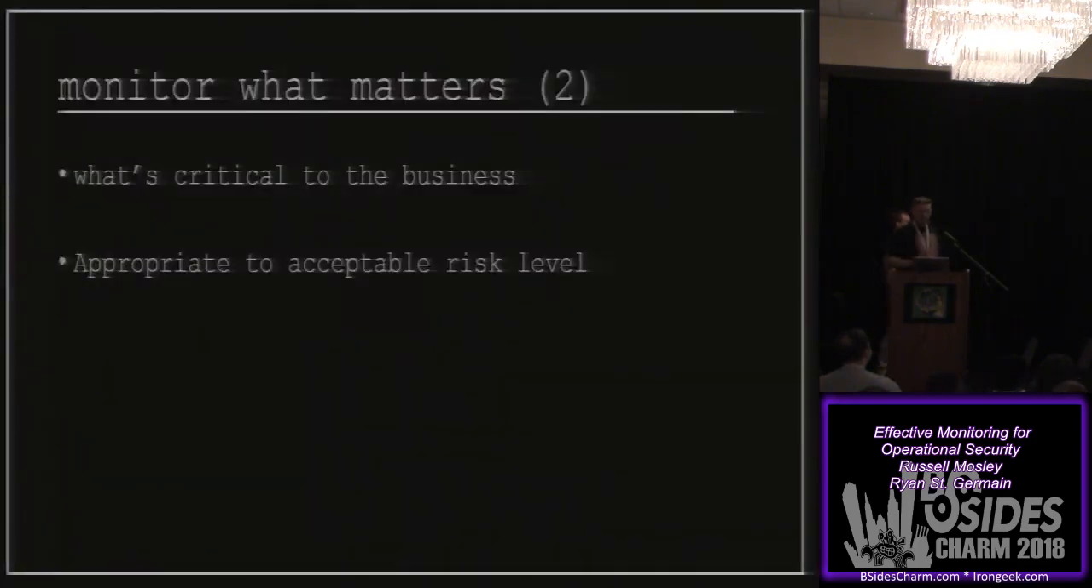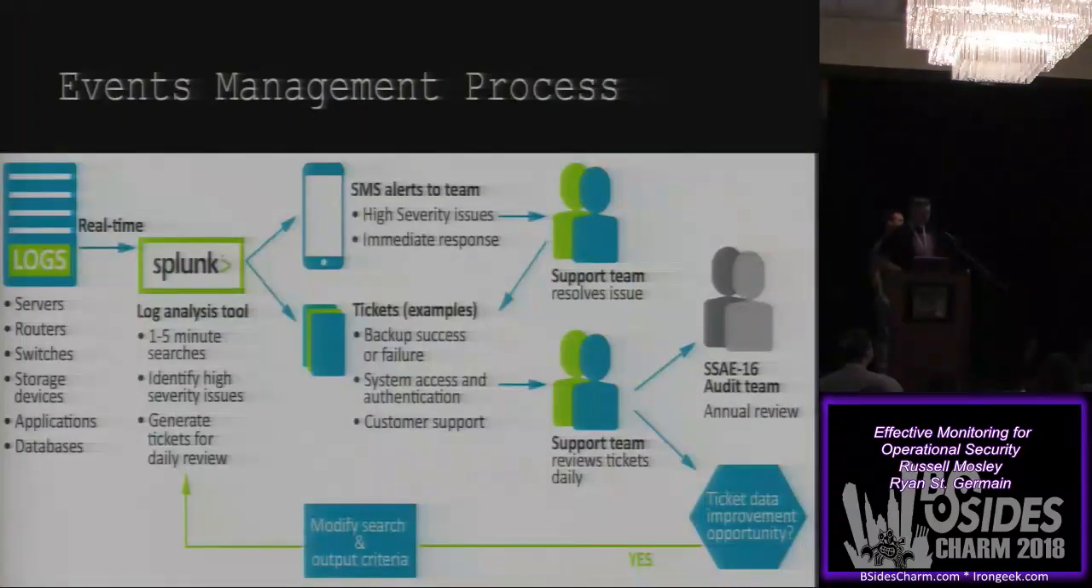So when determining your monitoring strategy, you need to determine what's critical to the business, right? This might be determined for you if you have compliance requirements like PCI, HIPAA, FISMA, FedRAMP, etc. It's also going to vary depending on the type of business you are. If you're a retail company, you're going to have different needs than a government contractor or an information security company. And of course, you should try to monitor appropriate to the risk level that's acceptable to your organization.